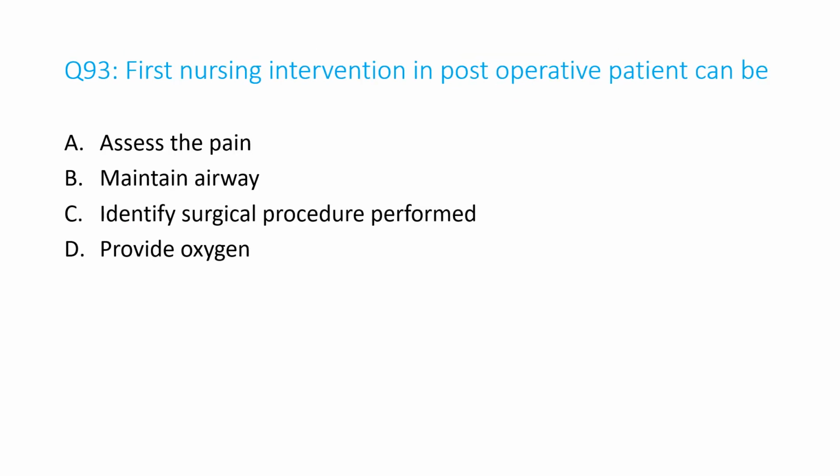And the answer is number 93. First nursing intervention in post-operative patient can be A. Assess the pain. B. Maintain airway. C. Identify surgical procedure performed. D. Provide oxygen.